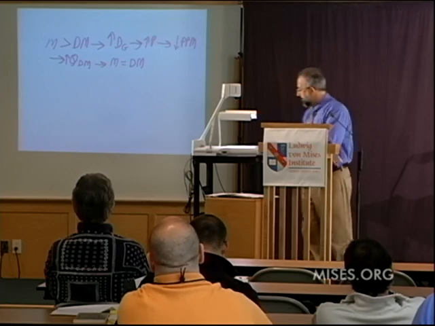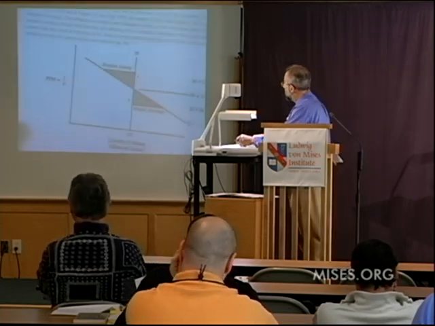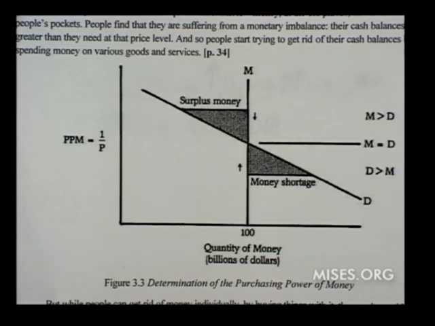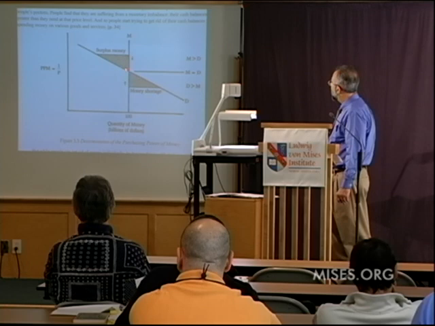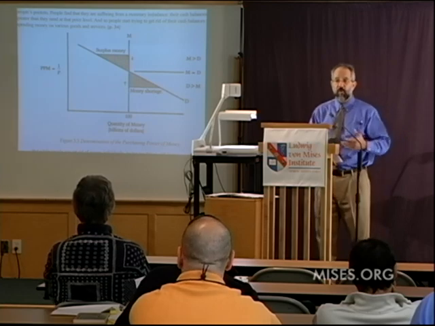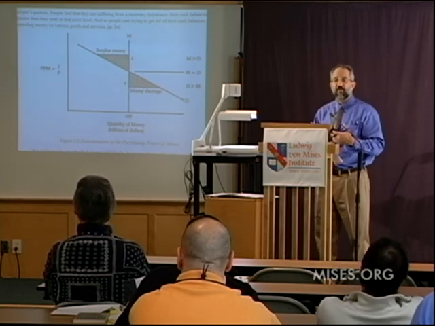So let me put this up again. If you have a surplus of money, eventually, that's not going to last. People are going to rush out and spend the money. As they spend the money, the prices will rise, the value of money will drop, and they'll move down along this demand curve to the point where they will want to hold the full $100 billion for anticipated purchases. They will feel that they have no excess money that they have to rush out and spend immediately.